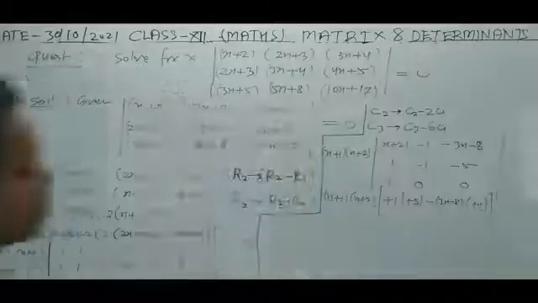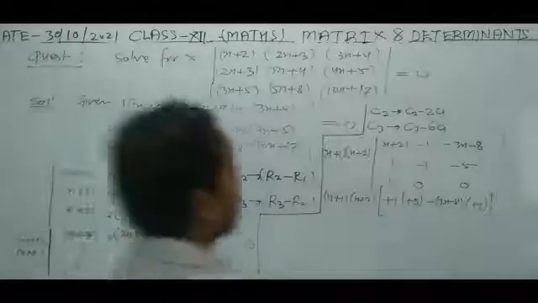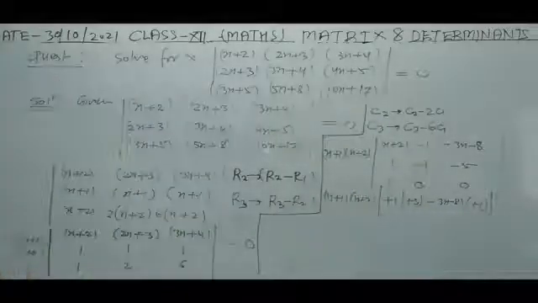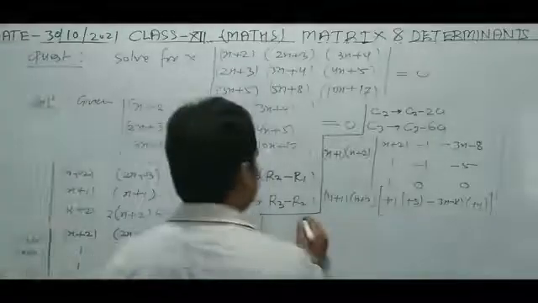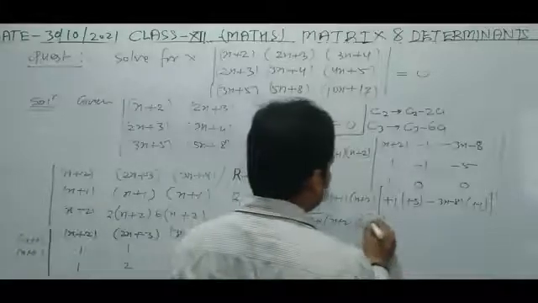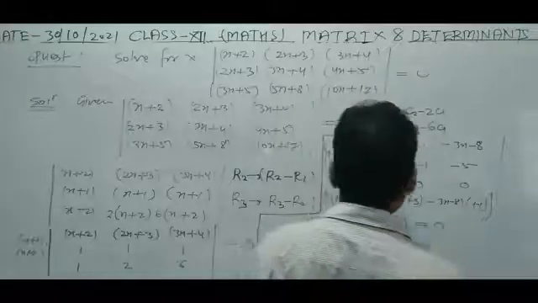So what will be the result? Minus 3x minus 8 plus 3. Minus 3x minus 8 plus 3, result will be minus 3x minus 3. So x plus 1, x plus 1, x plus 2 minus 3x minus 3 is equal to 0.